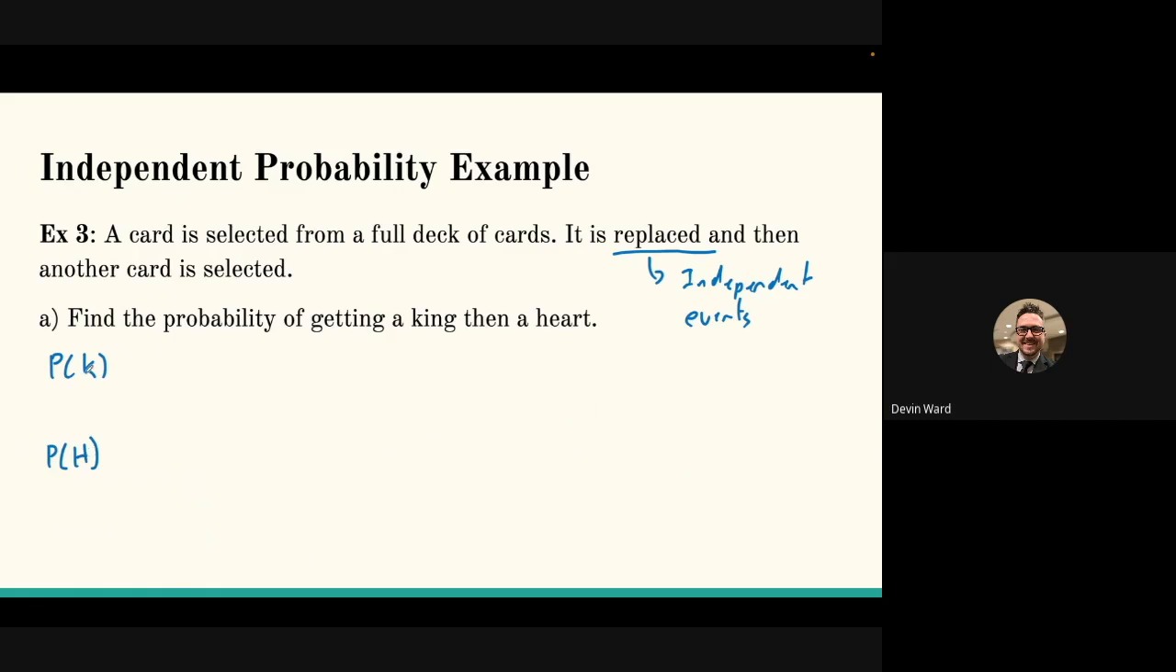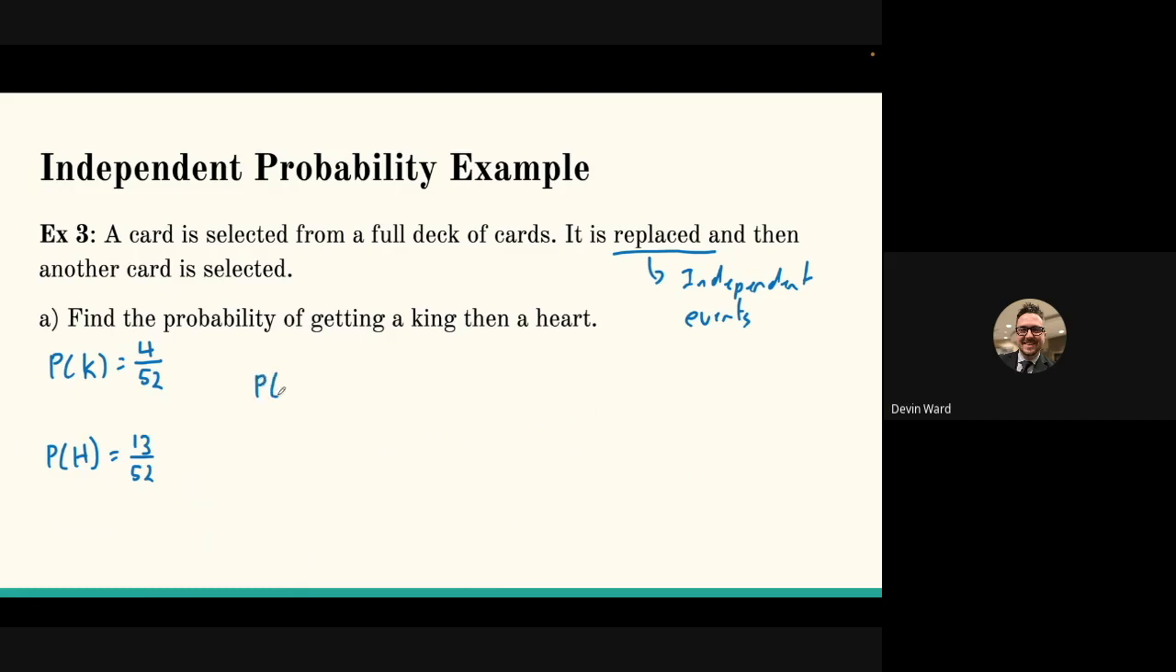Okay. So remember, there's 52 cards in a deck of cards, so they're both going to be over 52. There's one king in each suit. There's 4 suits, so we have 4 kings. So 4 out of the 52 cards are kings. There's 13 cards in each suit, ace to 10, then jack, queen, king. So 13 of those 52 are hearts.